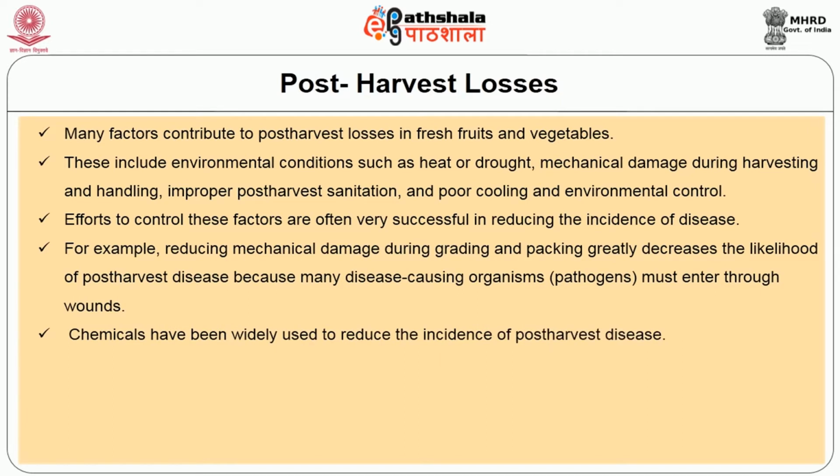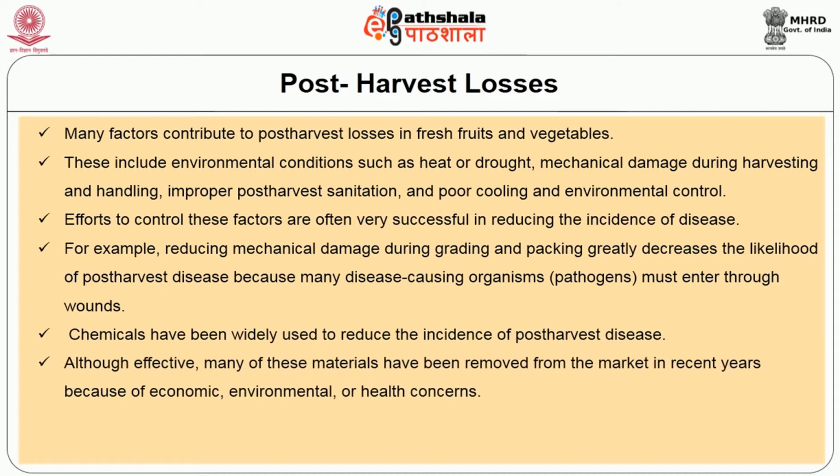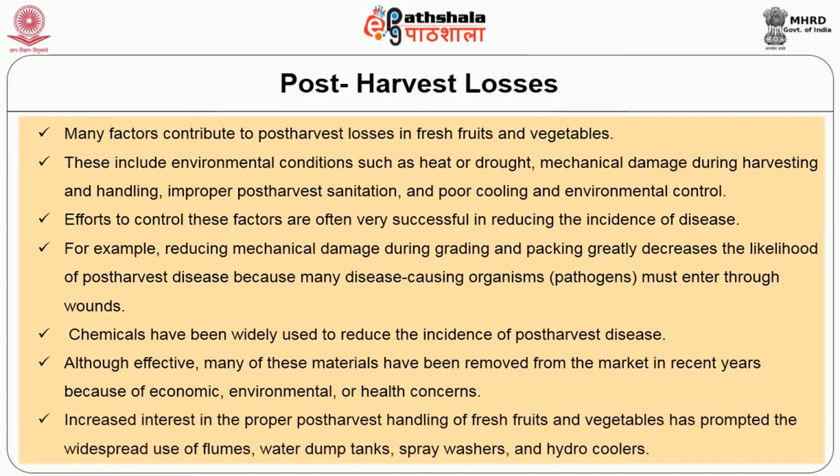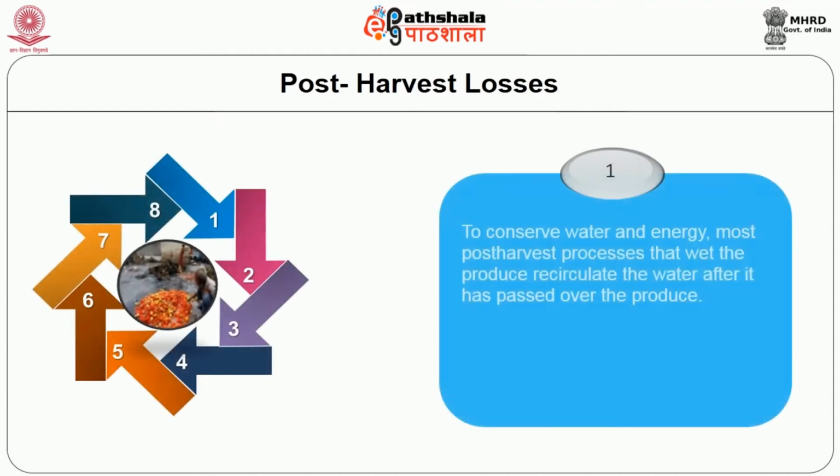Chemicals have been widely used to reduce the incidence of post-harvest diseases. Although effective, many of these materials have been removed from the market in recent years because of economic, environmental, or health concerns. Increased interest in the proper post-harvest handling of fresh fruits and vegetables has prompted the widespread use of flumes, water dump tanks, spray washers, and hydrocoolers. To conserve water and energy, most post-harvest processes that wet the produce recirculate the water after it has passed over the produce.